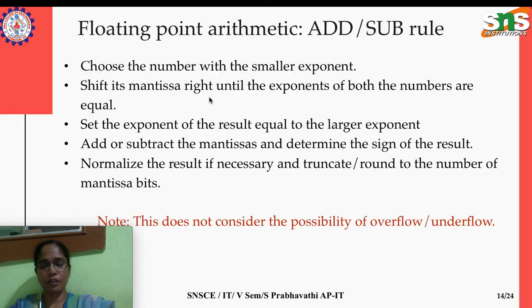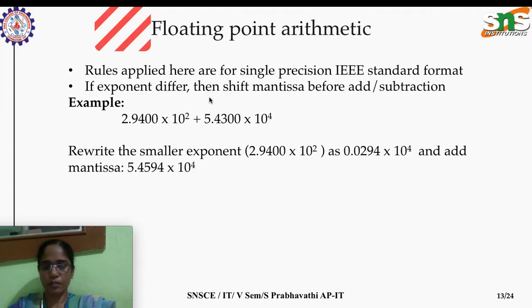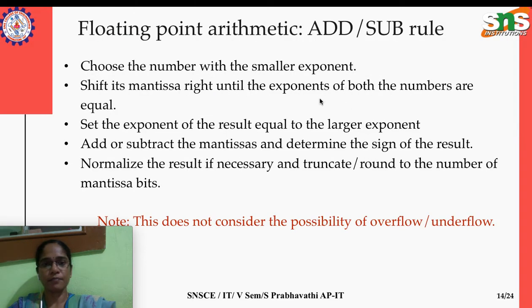So I'll take you here. We have shifted the mantissa towards the right, so this is the right side. We are shifting the mantissa to the right until the exponents of both the numbers are equal. So 10 power 4, is it not? Then that exponent will be the resultant exponent.